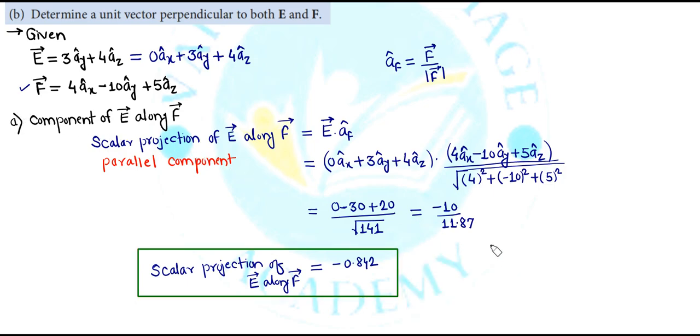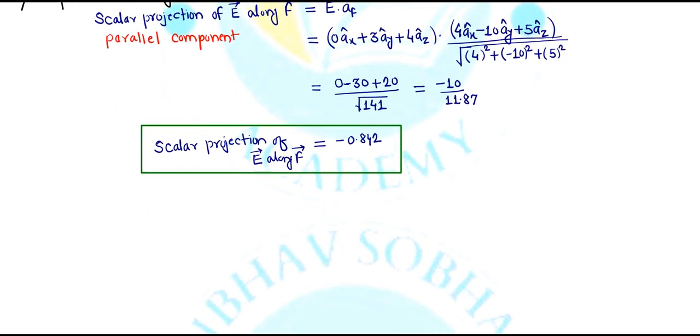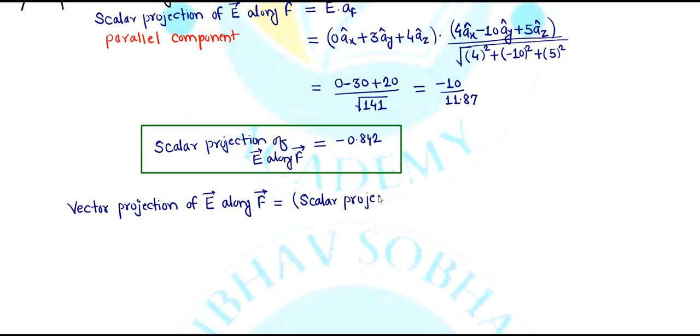Now we will move on to the second part, that is we have to find out what is its vector projection. Okay, so vector projection will be given by means of this. So vector projection of vector E along vector F, it will be given by means of the scalar projection. See, this is for your understanding purpose. You need not write this in your exam or whatever.